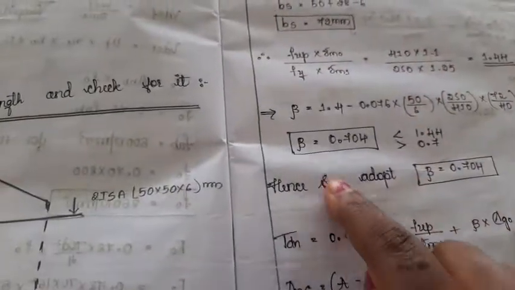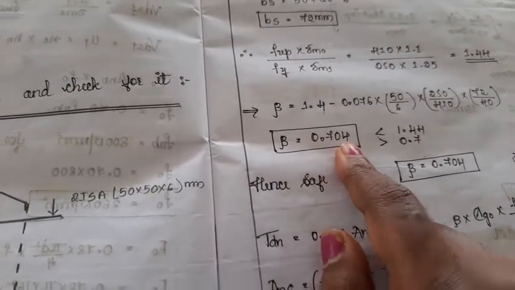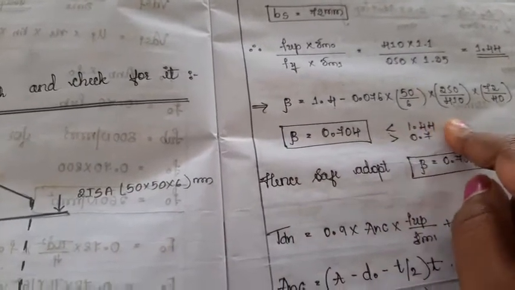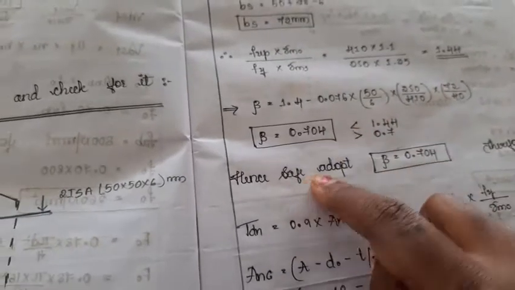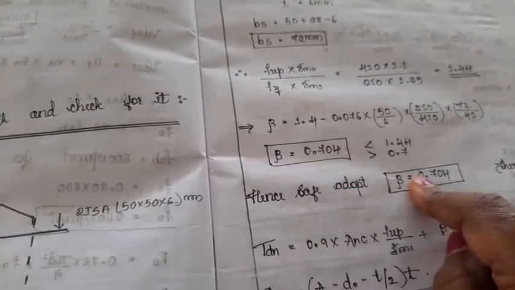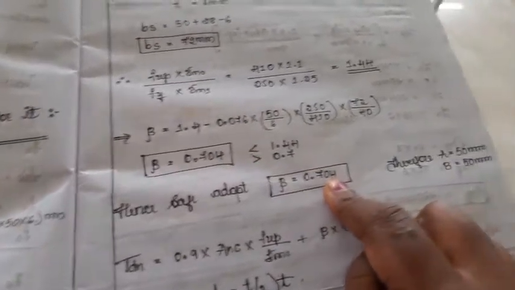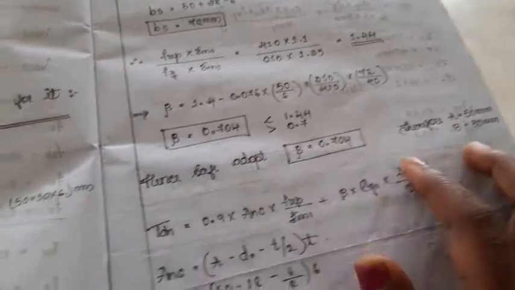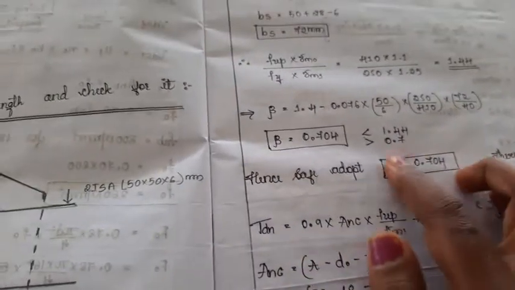It means your beta value is 0.704, which is less than 1.44. Hence it is safe. So you can adopt your beta value as 0.704. Next, coming to this, the beta value is known.